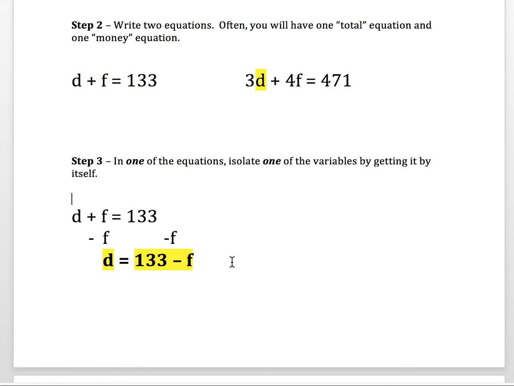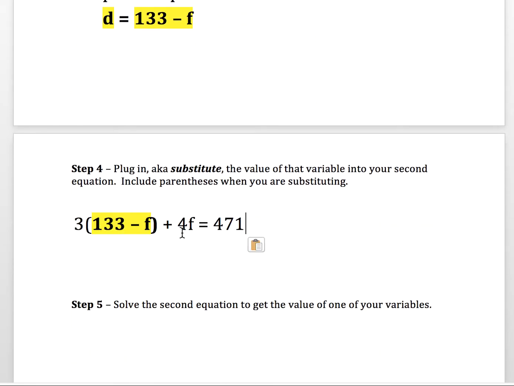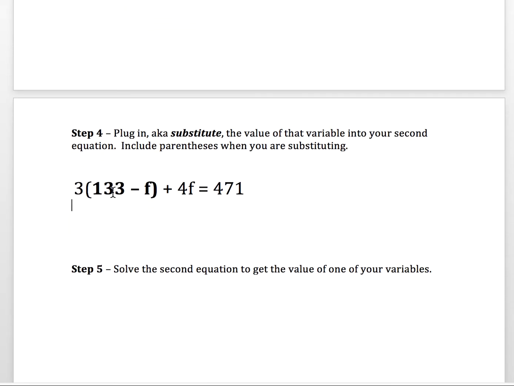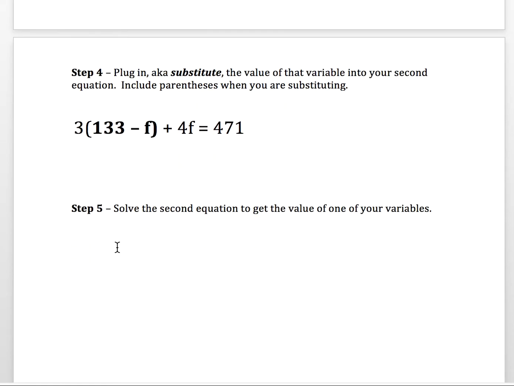Again, if D is equal to 133 minus F, then in this other equation, instead of writing D, we could write 133 minus F. So we're going to literally paste it in place of D. We're going to place in 133 minus F, and we're going to put parentheses around it. So it's going to look like this now. Now we have an equation with just one variable, F. When you have one equation with one variable, you're able to solve it.